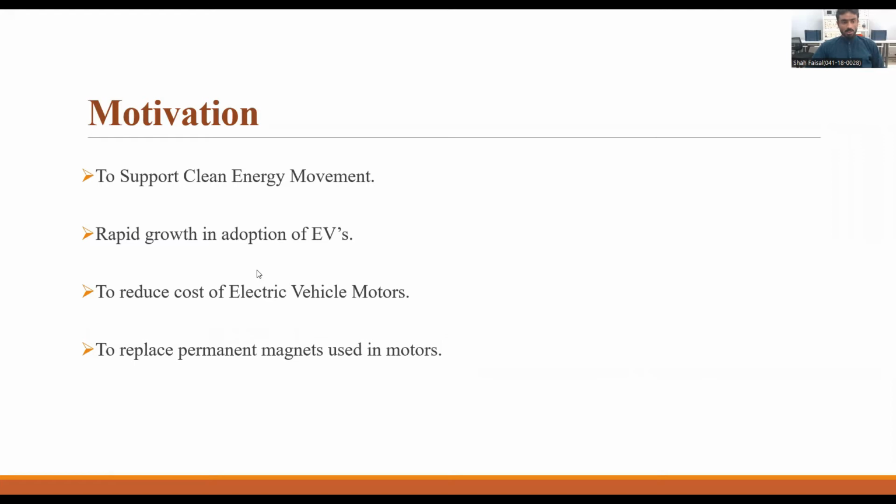The motivations behind our project are to support the clean energy movement, to keep up with the rapid growth in adoption of electric vehicles, to reduce the cost of electric vehicle motors, and lastly, to replace permanent magnets used in motors.